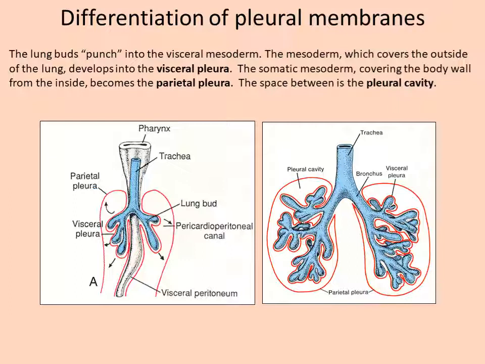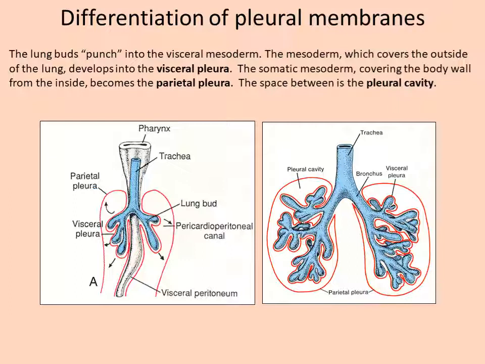But later on, this pericardio-peritoneal canal is covered by folds, the pleuropericardial and the pleuroperitoneal folds, which separate the canal from the pericardial and peritoneal cavities. And the expanding lung buds just punch into this canal, and the mesoderm which is covering the outside of the lung develops into the visceral pleura, whereas the mesoderm which covers the body wall from inside forms the parietal pleura, and the space between is the pleural cavity.